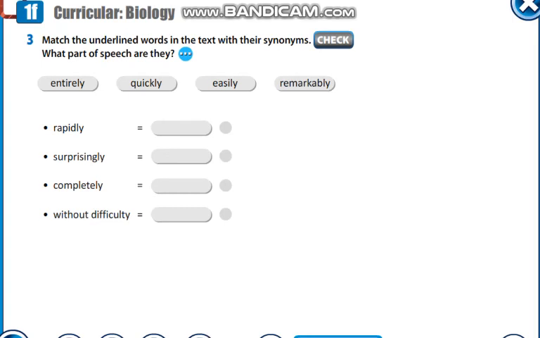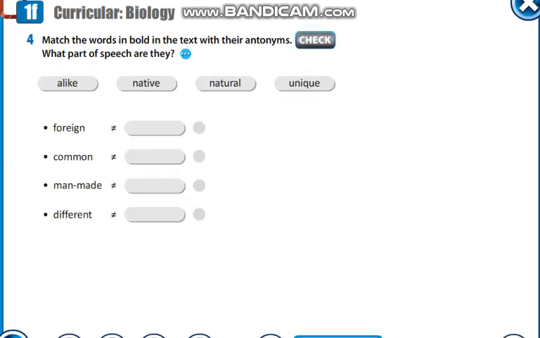Now the next exercise, exercise 3: match the underlined words in the text with their synonyms. What part of speech are they? Quickly, easily, remarkably. Now they are adverbs, yes, because of the ending -ly. Now find the synonyms. Write them down in your copybooks. Then we will discuss it in the online meetup in the chat.